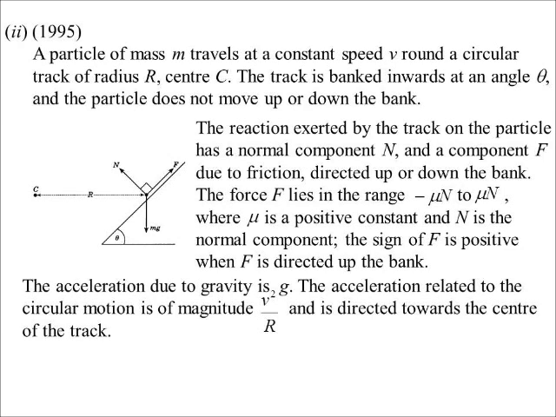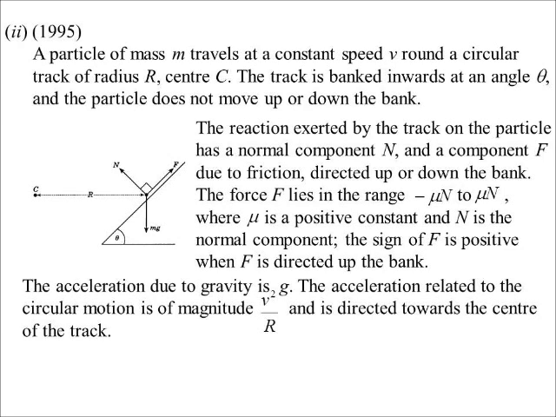Now here's the thing with friction. It's directed up or down the bank. Now in their diagram, they put it up the bank, but it could be down the bank, because it all depends on how you're moving. If you're sliding up the bank, friction would be going down the bank. If you're falling down the bank, friction would then go up the bank. And so that's why it varies from minus mu n to positive mu n, because sometimes the friction will be in the positive direction, sometimes it'll be in the negative direction. So it's some constant times that normal force.